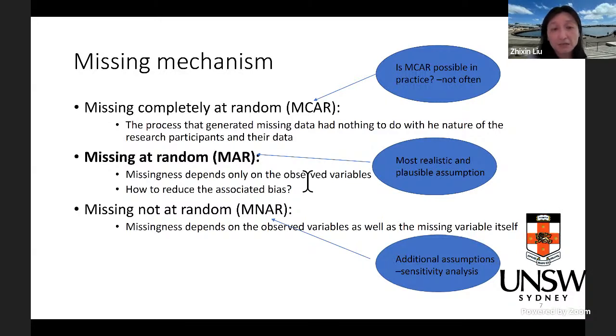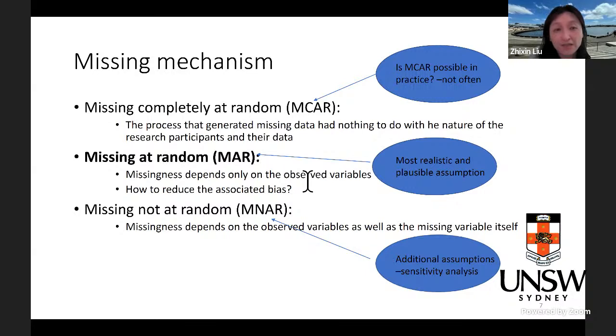So the missingness is totally random. Maybe the patient moves out of the state and you are using an electronic database capturing the data within this state. So if they move out, then you don't have that part of data. But this process has nothing to do with your study. So missing completely at random, in practice, is not very common. That is actually the strongest assumption and is easy to deal with, but just not too practical.